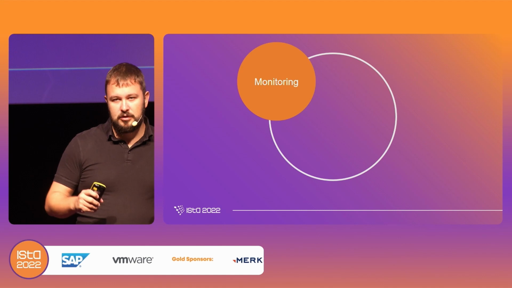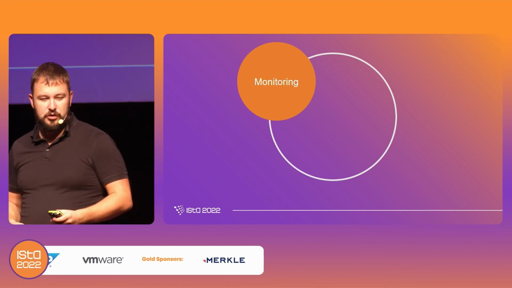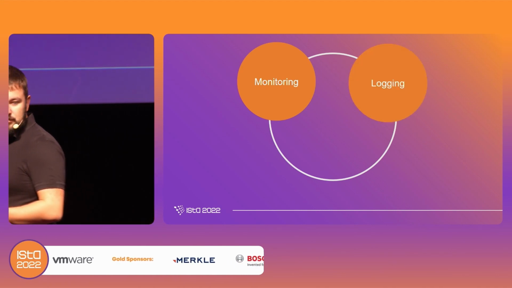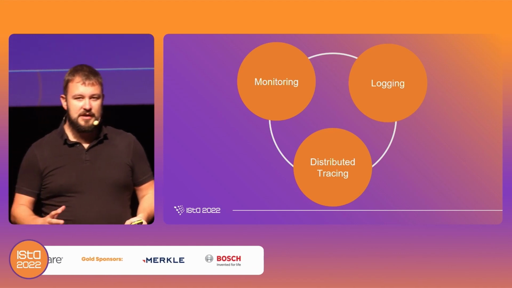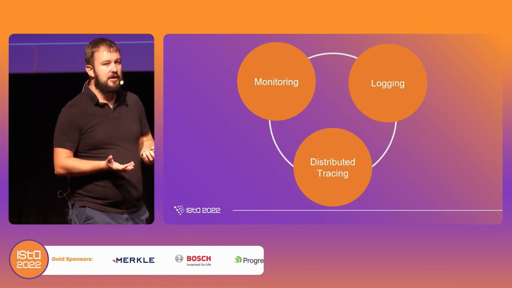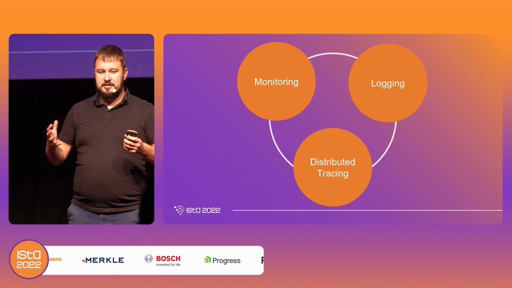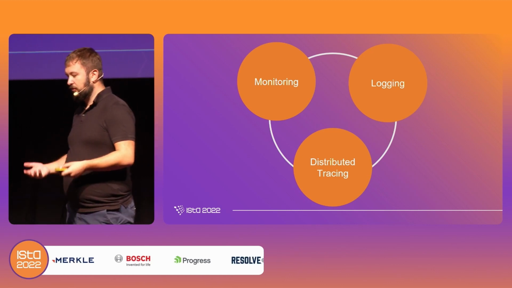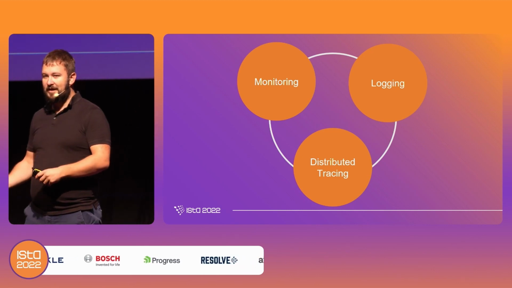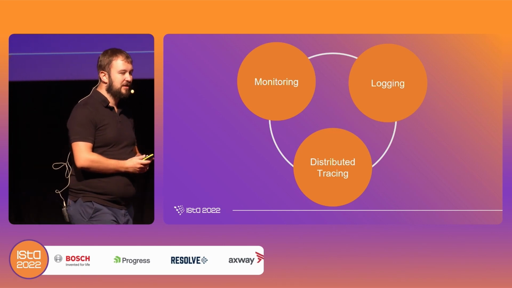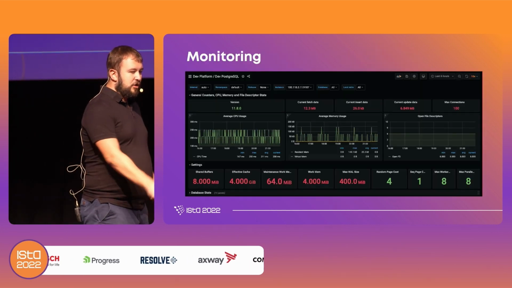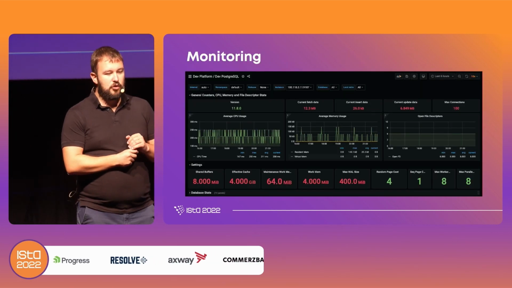Basically, the practice of observability includes monitoring, logging, and distributed tracing. And all of the three combined is what allows you to have an overview of your system. Is it working fine? Is there a problem with it, etc.? I'm going to start with the first one, with monitoring.